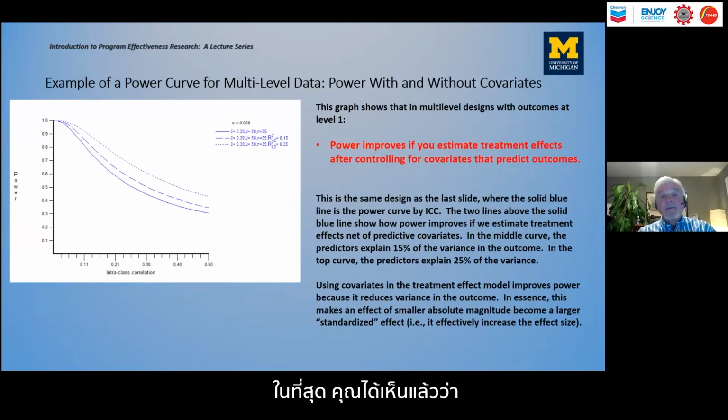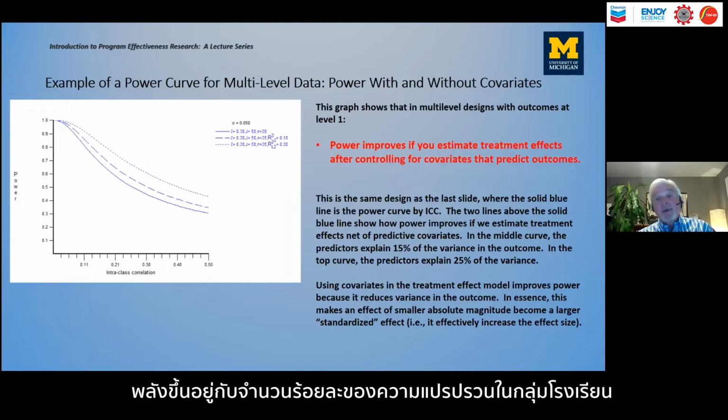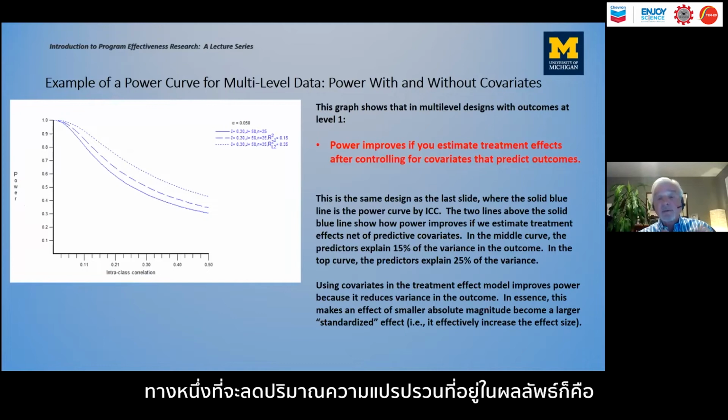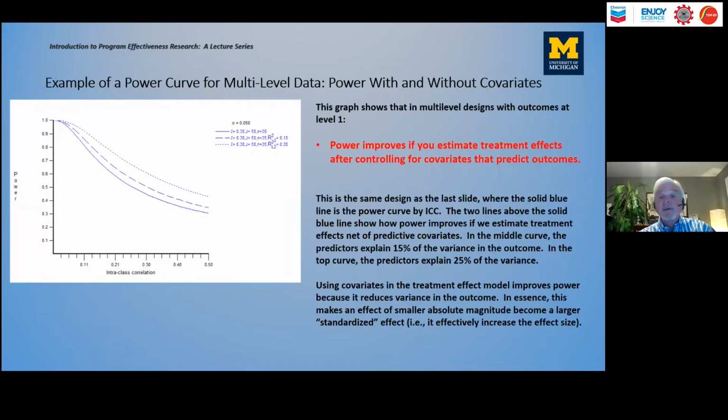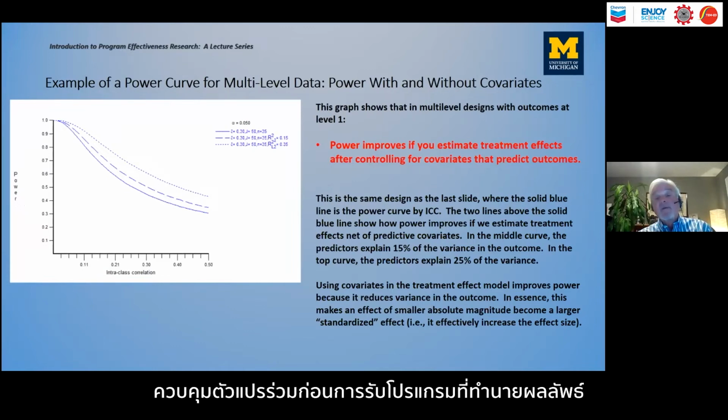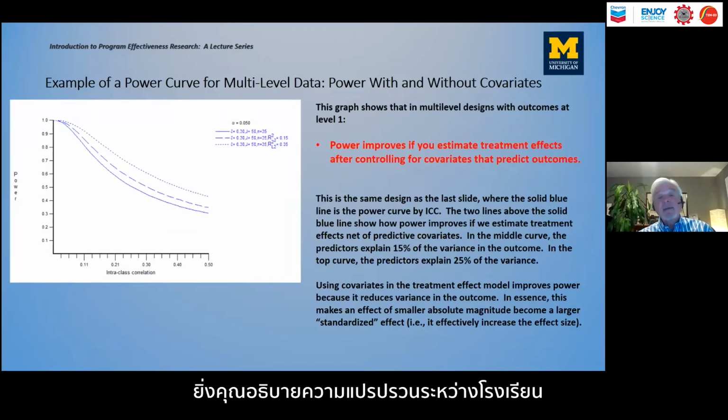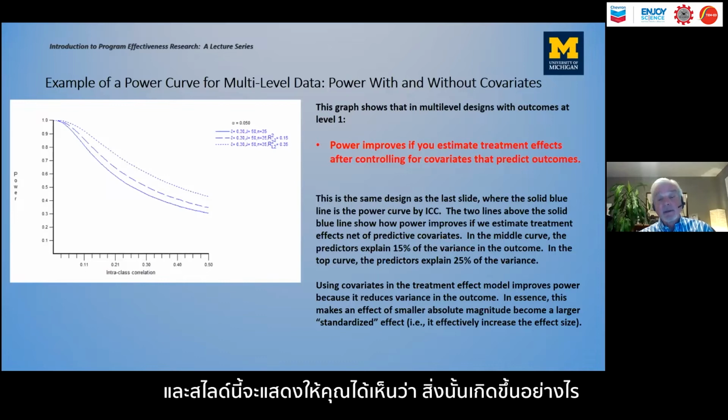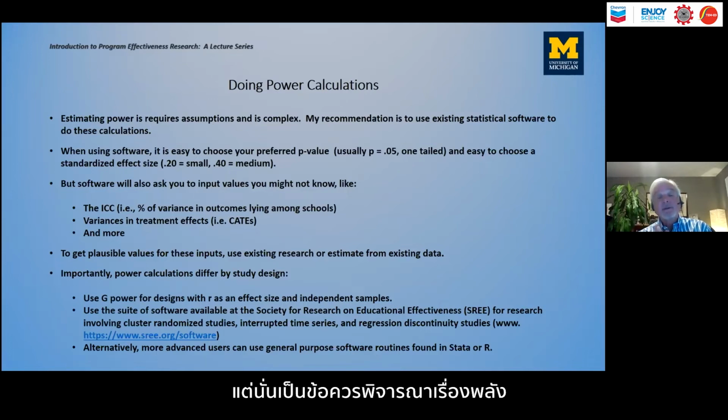So finally, you've seen that power depends a lot on the percentage of variance among schools. One way to reduce the amount of variance in the outcome lying among schools is to control for pretreatment covariates that predict outcomes. And if you do that, the more you can explain between school variance, the more power you will get. And this slide will show you how that happens. But that's some considerations about power.